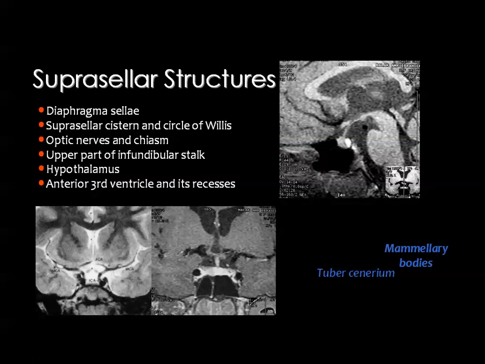We know that the sella is covered by the diaphragma sellae, which is a meningeal covering passing between the anterior and posterior clinoids. Also, we have the suprasellar cistern containing CSF and the circle of Willis, the vascular anatomy. Then we have the optic nerves and the optic chiasm. Also, the upper part of the infundibular stalk is present in the suprasellar area, and a very important structure which is the hypothalamus and the anterior part of the third ventricle and its recesses.